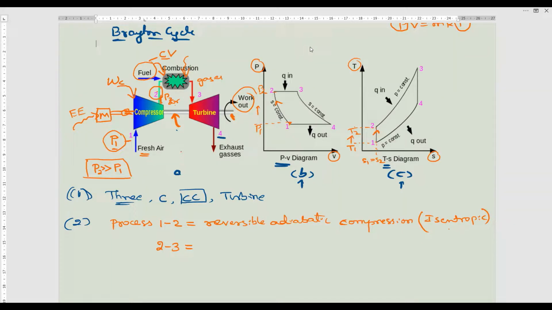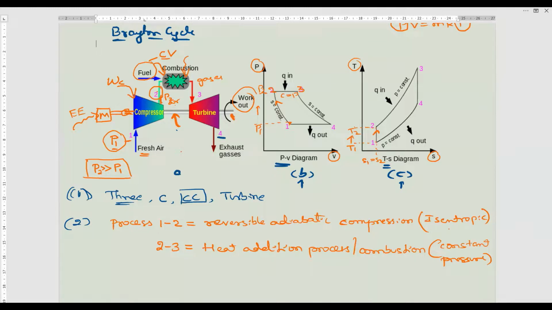So now 2 to 3 is the heat addition process. I will write here heat addition process, or you can use combustion. Now the question arises, what type of combustion is it? Here 2 to 3 is a constant pressure combustion process. Keep in mind, constant pressure combustion process.